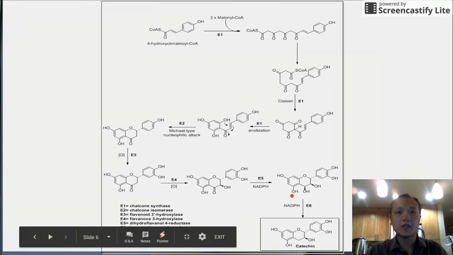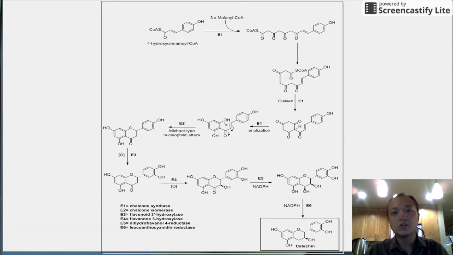Basically, inside the plant, catechin can serve as a way to protect the plant, and it can also have a lot of secondary functions such as inhibiting growth of the plant or responding to certain stressors. And that is all there is to know about this fascinating molecule.